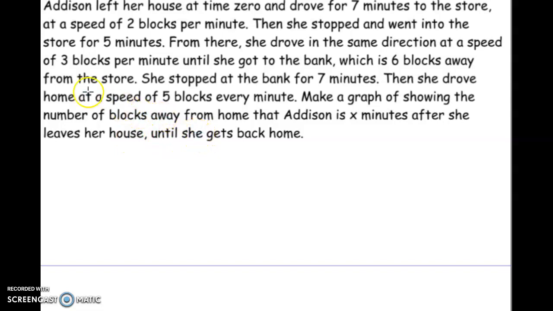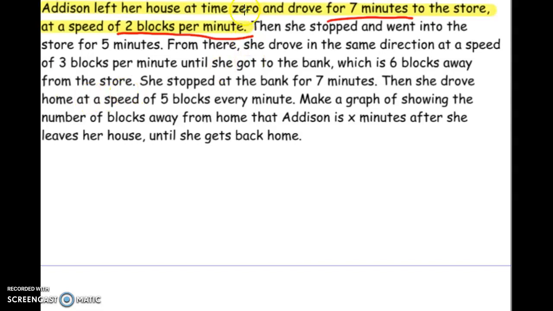All right, so we're going to break it down piece by piece. Here we started at 0 and drove 7 minutes to the store at 2 blocks per minute. You can use the rise over run method, but there's another way to do this. If we know she begins at 0, the origin, and she goes 7 minutes to the store, we just need to know how many blocks she went to get to the store. If we know the blocks, we can just go to the right 7 minutes and then go up however many blocks it is. So we're going to use the ratio method to figure that out.